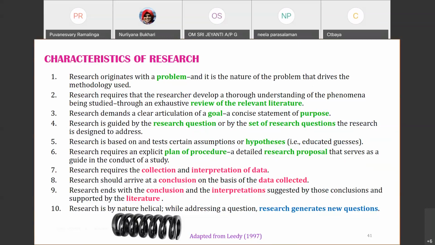Then later when you confirm, okay? Especially those, I think most of you in education and management, you are in the 4th semester, you already took quantitative stats, so you know how things are with the hypothesis. So research requires an explicit plan of procedure.